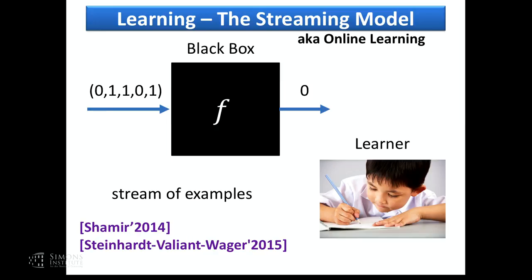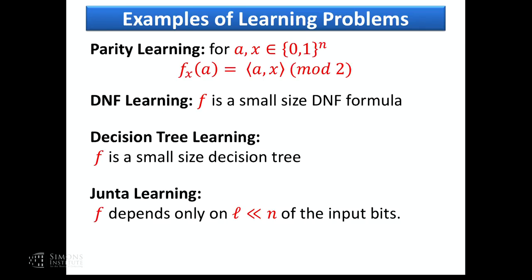And usually when we talk about learning, this black box F is known to be taken from some class of functions. So it's not like any function is possible, but we know that in advance that the function is taken from a concept class. And the different concept classes define different learning problems. So let me mention a few known examples from the literature.